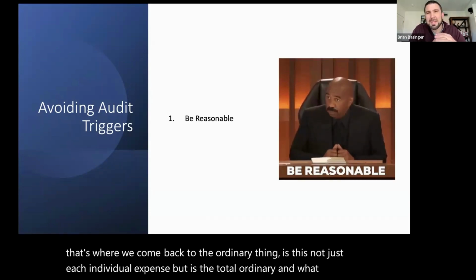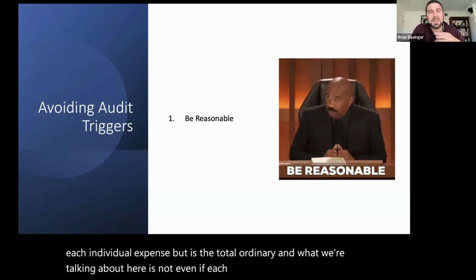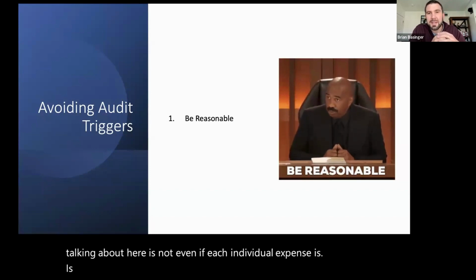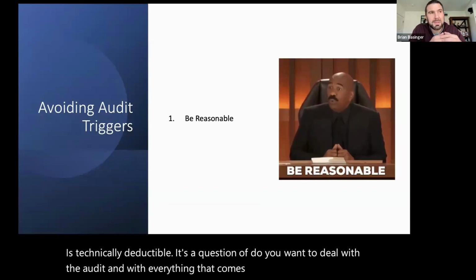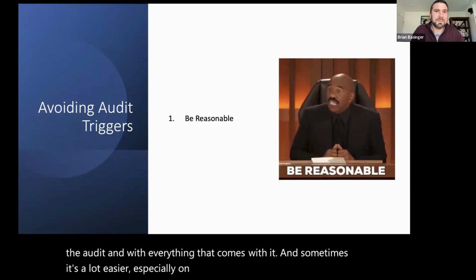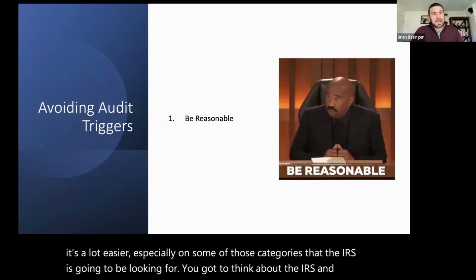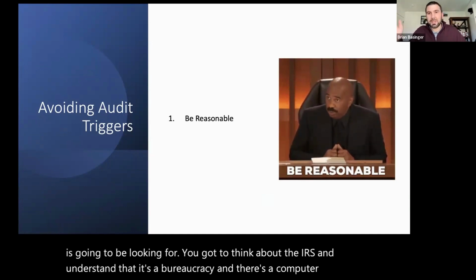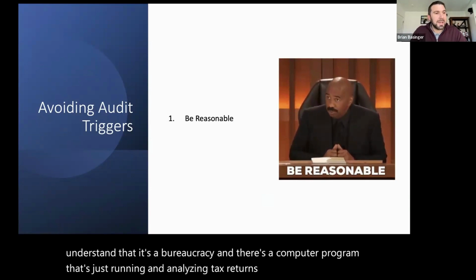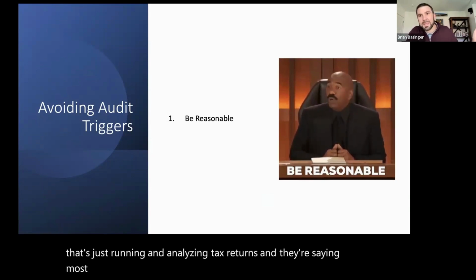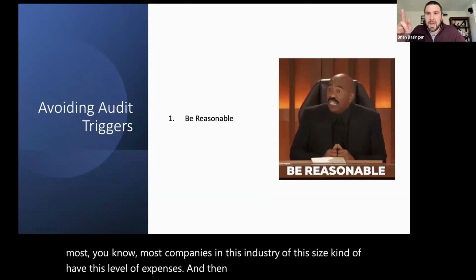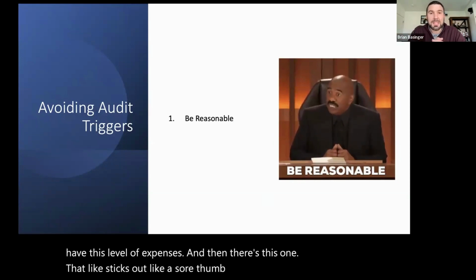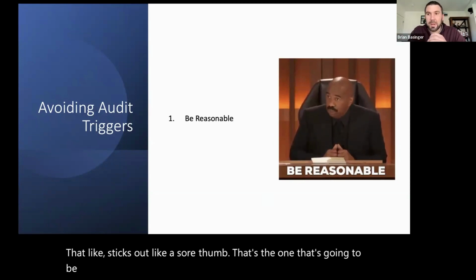And what we're talking about here is not even if each individual expense is technically deductible. It's a question of, do you want to deal with the audit and with everything that comes with it? And sometimes it's a lot easier, especially on some of those categories that the IRS is going to be looking for. You've got to think about the IRS and understand that it's a bureaucracy, and there's a computer program that's just running and analyzing tax returns. And they're saying most companies in this industry of this size have this level of expenses. And then there's this one that sticks out like a sore thumb. That's the one that's going to be likely to trigger an audit.